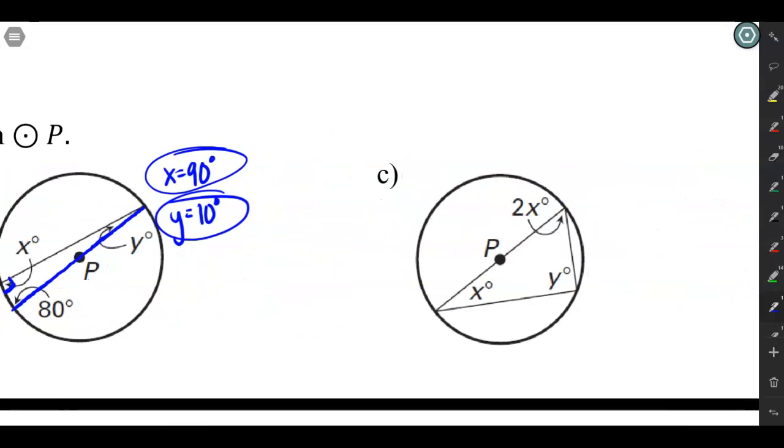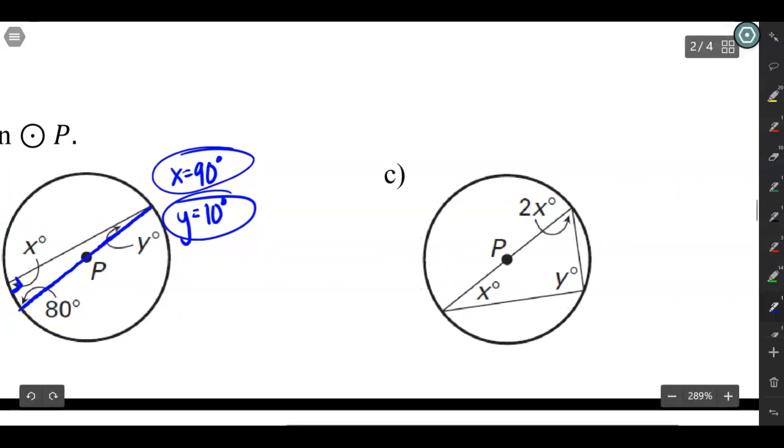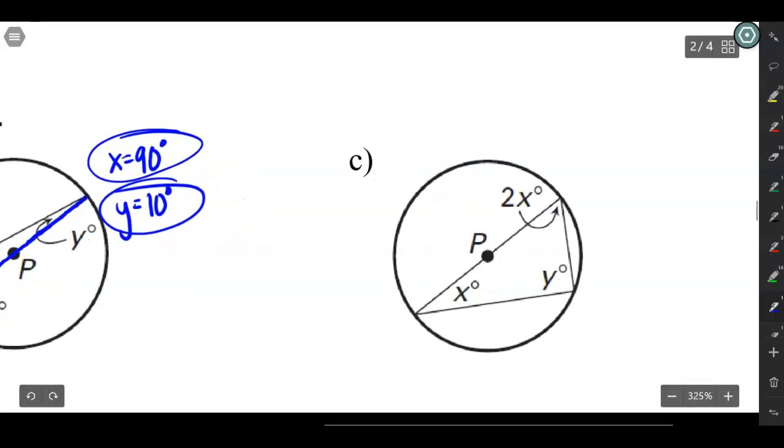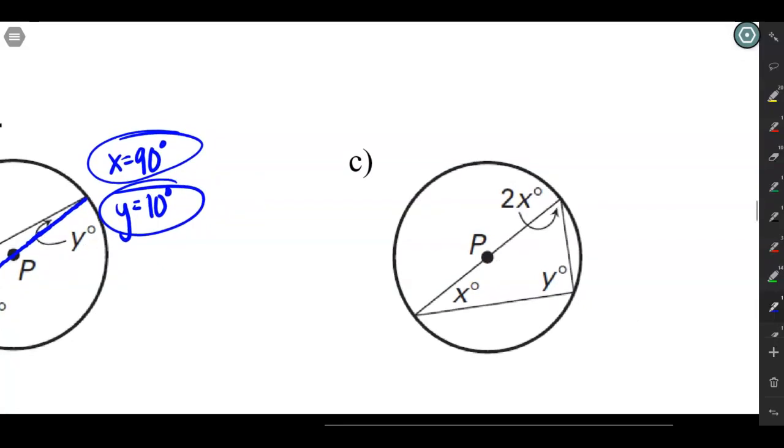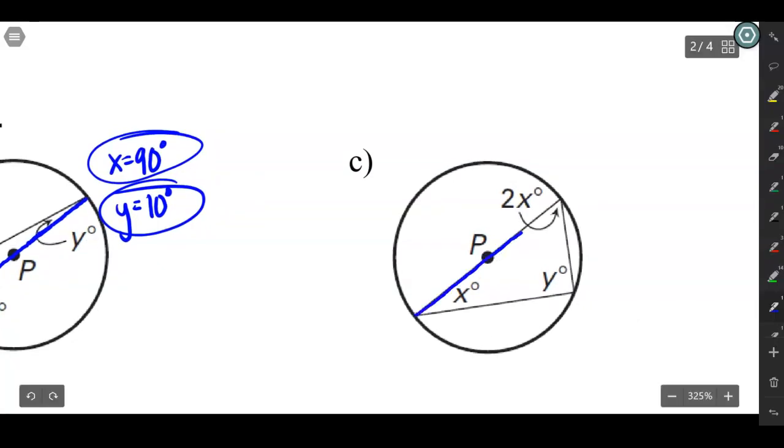Okay. Let's go ahead and take a look at this one. This one's a little tricky. So let's start by identifying that we have a diameter, which means we have a right triangle, and y is my right angle. So y is 90 degrees.